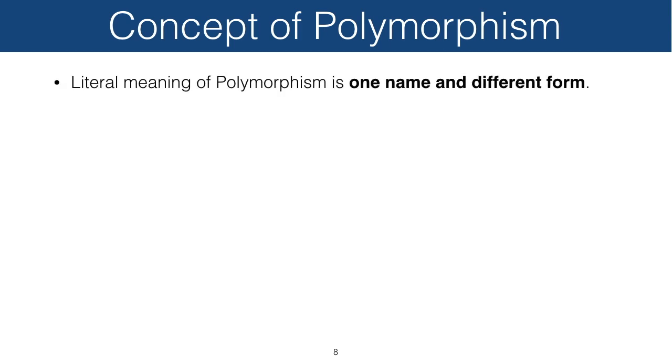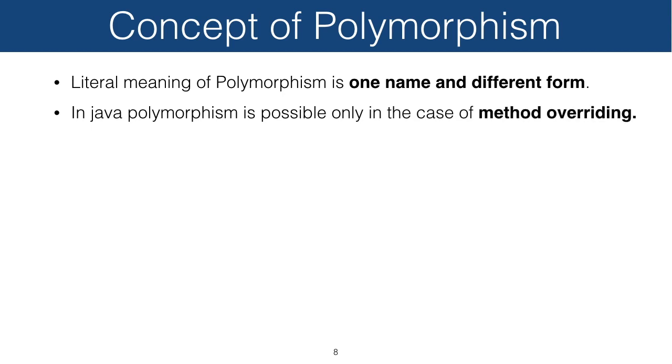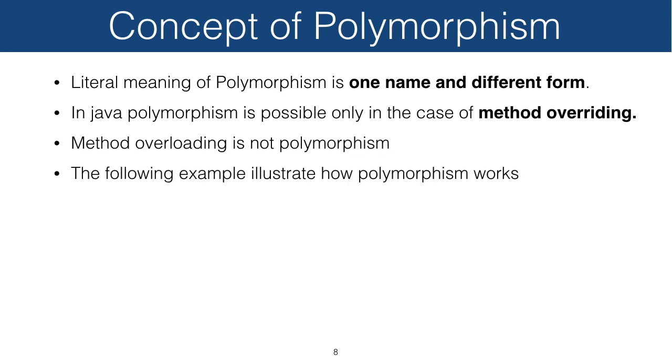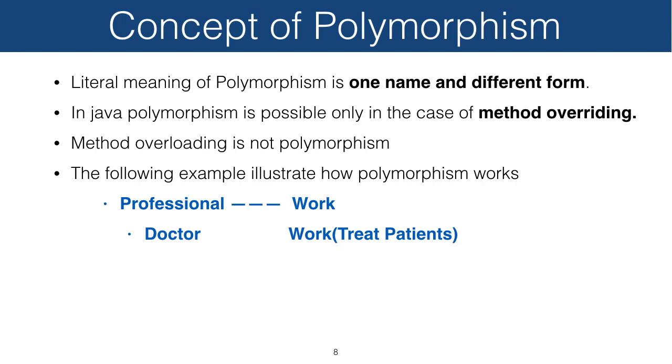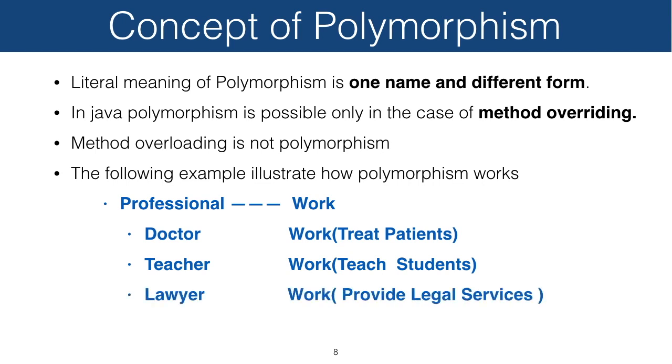Concept of polymorphism. Literal meaning of polymorphism is one name and different forms. In Java, polymorphism is possible only in the case of method overriding. Method overloading is not polymorphism. The following example illustrates how polymorphism works. So here is a list of professionals and their work. For doctor, work means treatment, treating patients. For teacher, work means teaching. For lawyer, work means providing legal services.